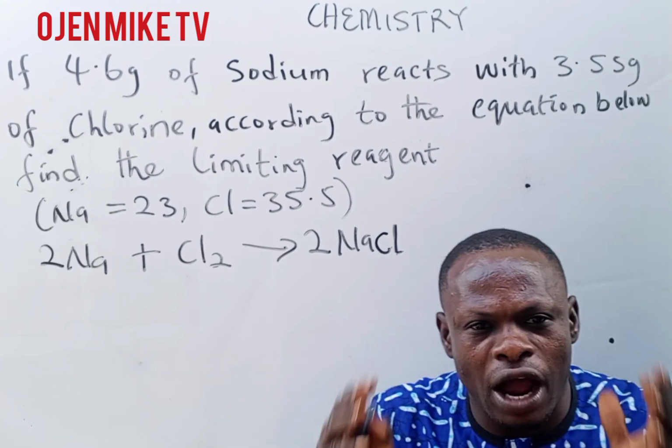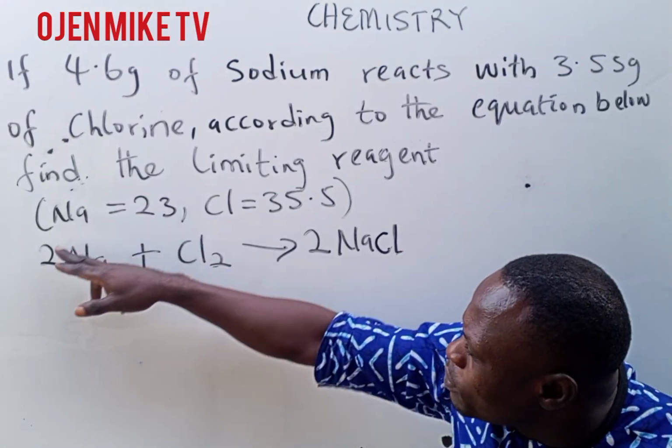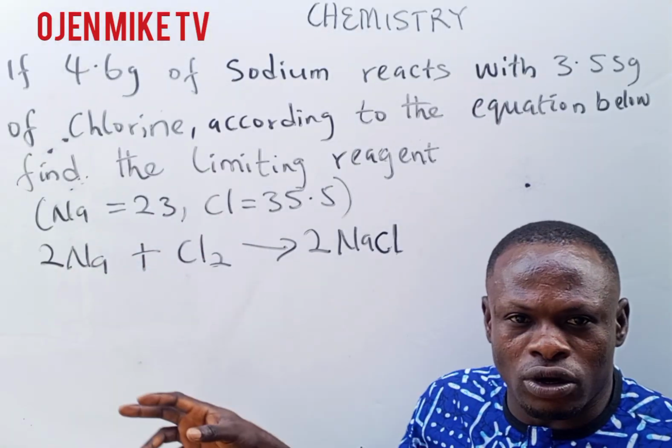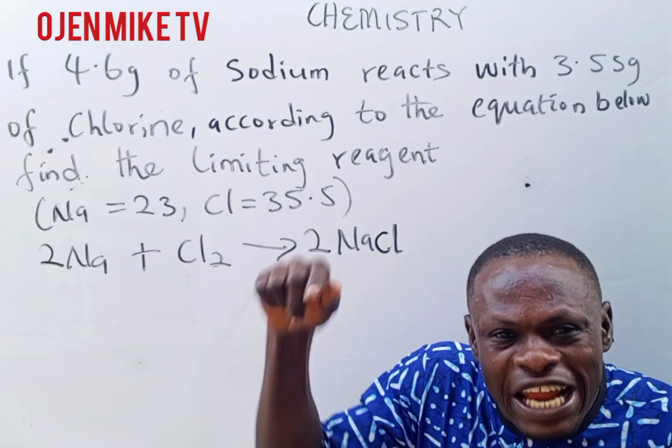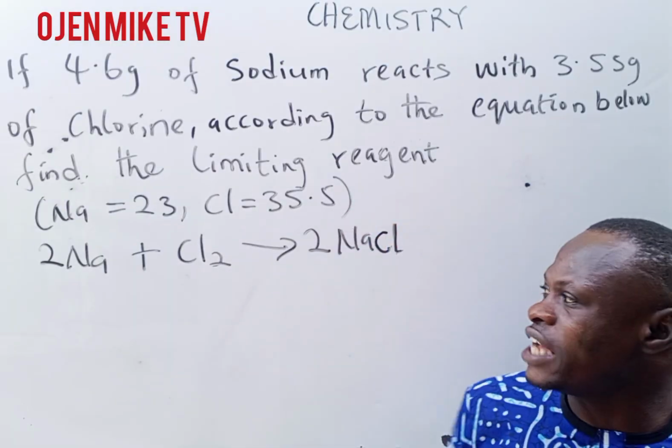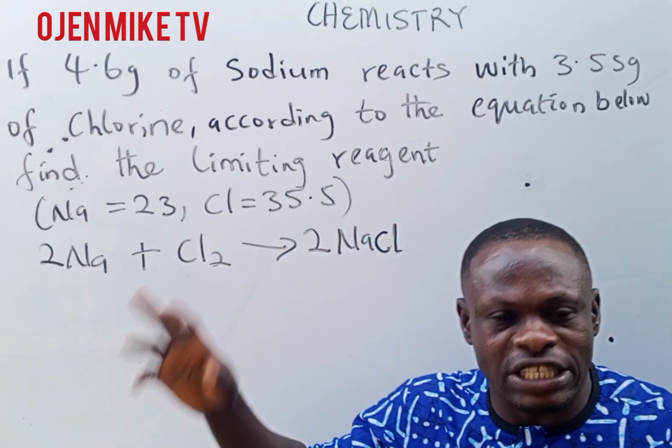How do we determine our limiting reagent? How do we determine the one that is completely used first before the other one? The one that contributes less amount to the product is what we call a limiting reagent. The other one contributes a greater amount.